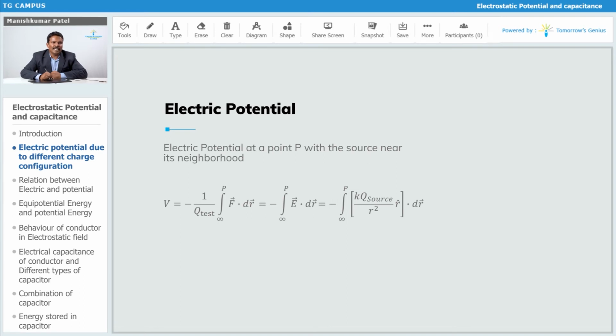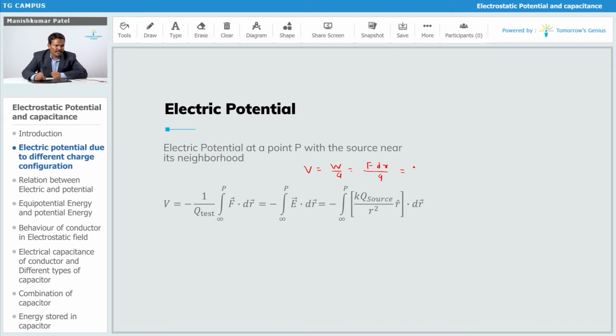Now the potential at a certain point P in the neighborhood of the source is also given by an expression with 1 upon Q test, since you are moving the charge from infinity to the point P. Basically we are saying that potential is work done per unit charge. Again we know that work done is nothing but force into displacement, upon Q. Since this force is nothing but Q into E, or we know that electric field intensity is the force per unit charge.